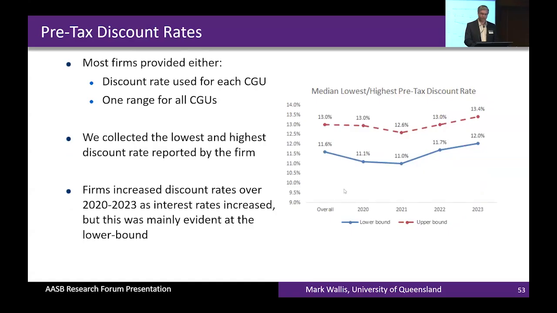Here I've graphed the median discount rates. These are the pre-tax discount rates, and we've got the lowest and highest discount rates because firms usually disclose a range. These are the pre-tax ones, so they're kind of hard to interpret, sort of hard to compare these to anything. But you can sort of see there's a modest increase between 2021 and 2023, but perhaps not as much as we might expect, as I'll show you in a second.